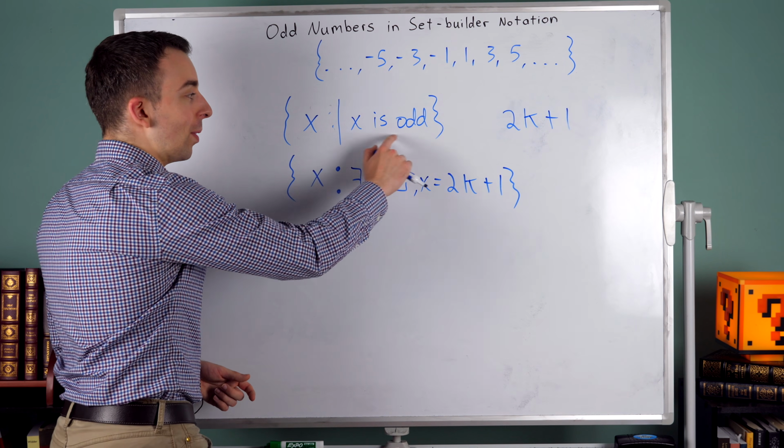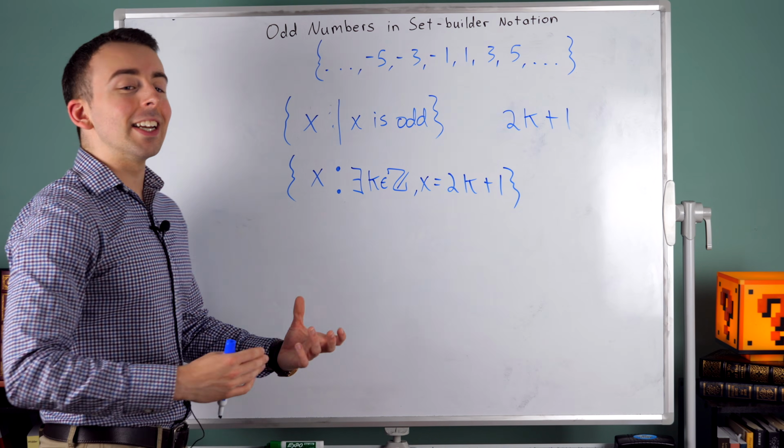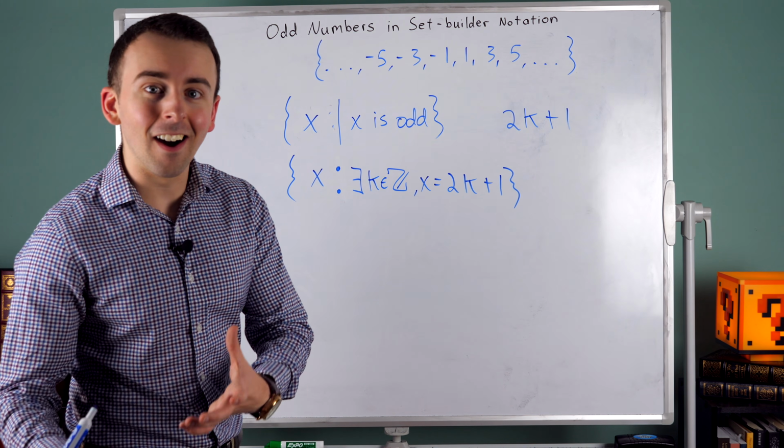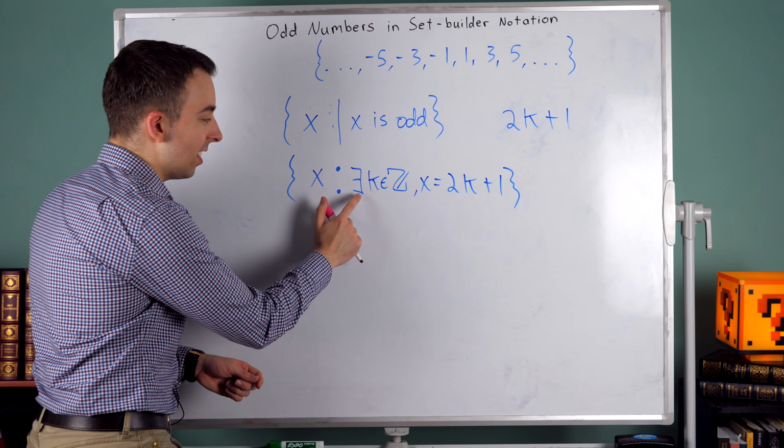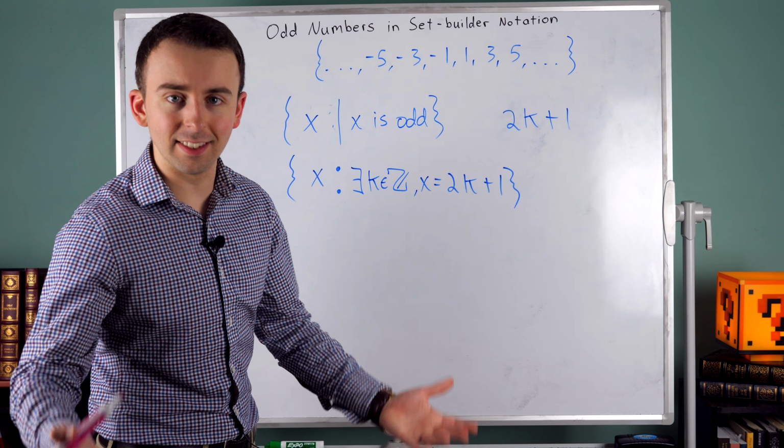Up here, where we said x is odd, now we're saying the same thing, we're just actually writing out what it means to be odd. And by the way, if you haven't seen this symbol before, this sort of backwards E means there exists.